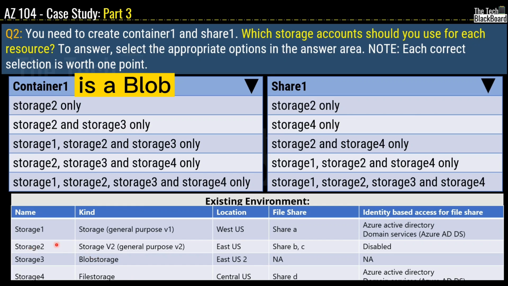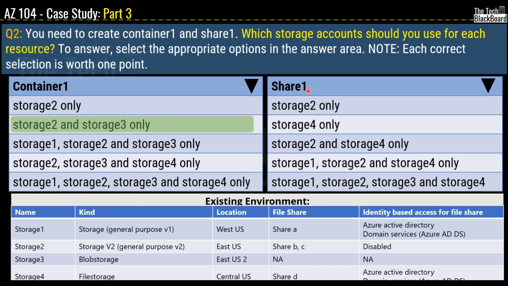We are left with storage 2, which is a general purpose version 2, and storage 3, which is a blob storage. And that's why, my friends, the correct answer for container 1 is storage 2 and storage 3 only. And now let me come up to the share 1.